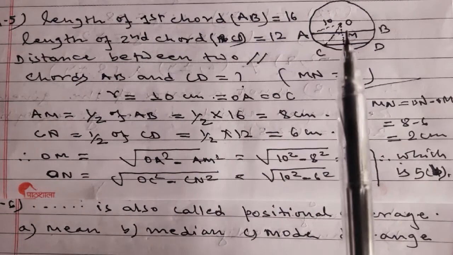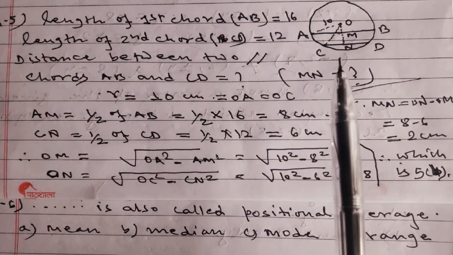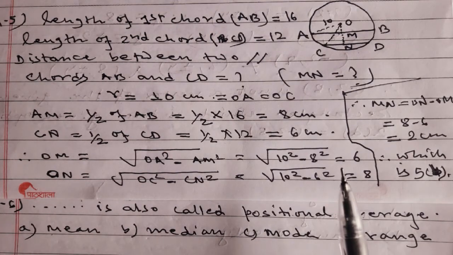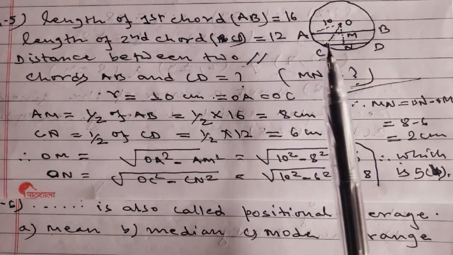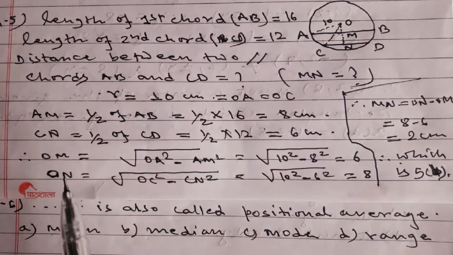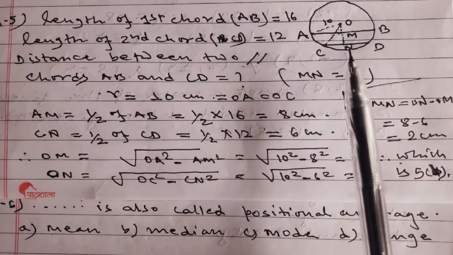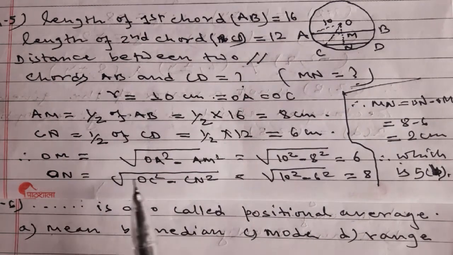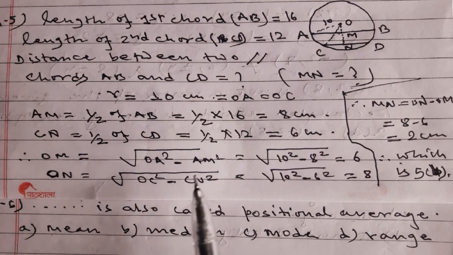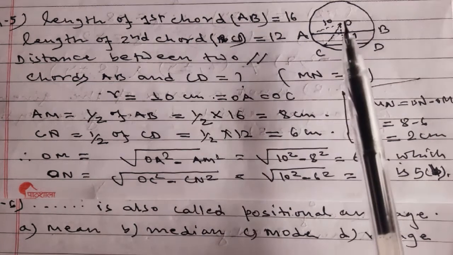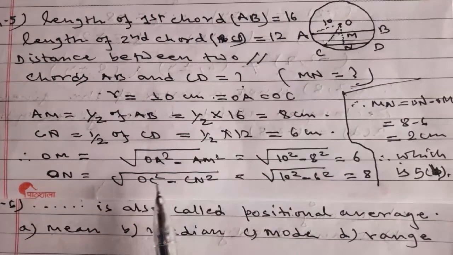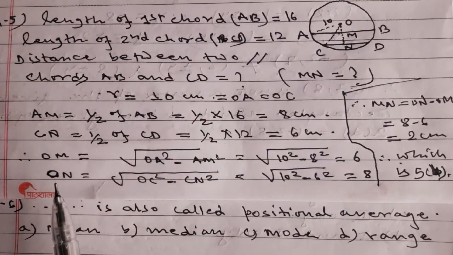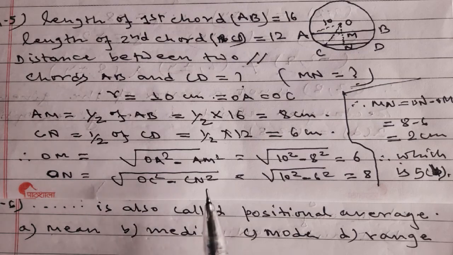Similarly, we can find the distance of the second chord from the center. That means we can find ON by using the Pythagoras theorem. In the right angle triangle OCN, we have to find ON. That means we have to find the perpendicular. So using the Pythagoras theorem, we know perpendicular P is equal to root H square minus B square. H means hypotenuse, which is the radius of the circle, OC square, minus base, CN square.